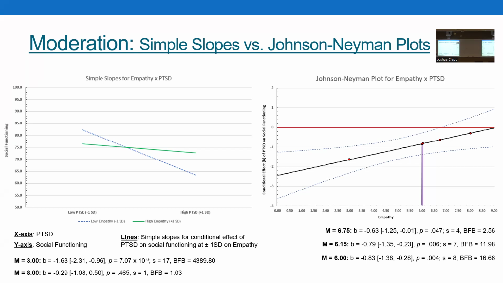But what we're getting is a whole lot more information about what's happening with my moderator than I would with our traditional pick-a-point approach here. Hopefully people see what's going on. Does this help see what's going on with Johnson-Neyman, and why it's providing so much more?